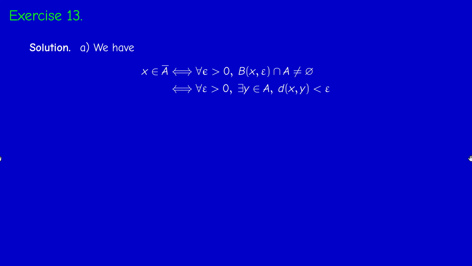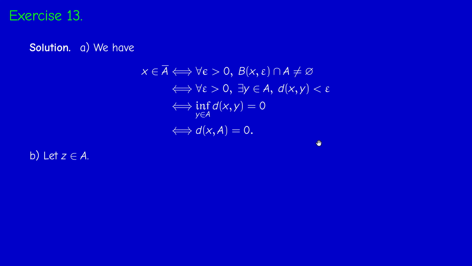Now, this is equivalent to saying that the infimum of the set of all distances from X to elements in A is 0. Why? Because if this is true, the infimum is less than or equal to d(x,y), so it's less than epsilon. Since epsilon was arbitrary, we conclude that the infimum is 0. Conversely, if the infimum is 0, by a property of the infimum, given epsilon positive, I can find y in A such that the distance from x to y is less than the infimum plus epsilon, which is epsilon. And that's it. So this is equivalent to saying that the distance between x and A is 0.